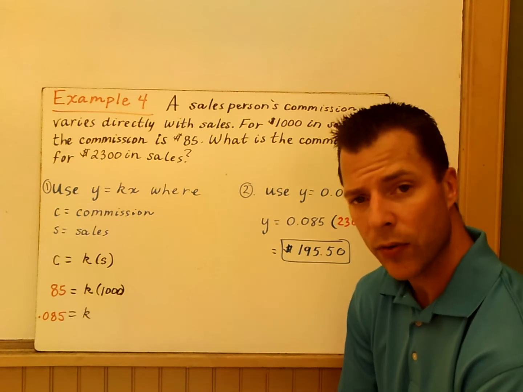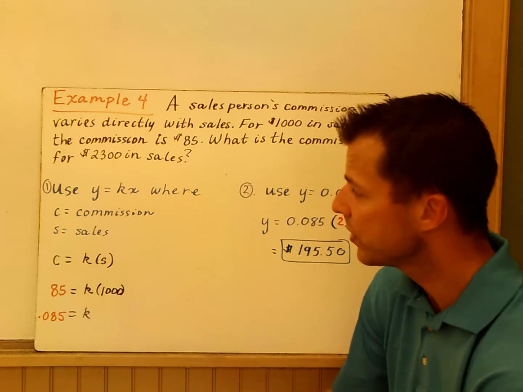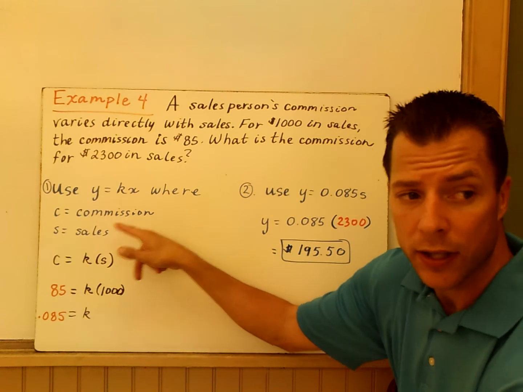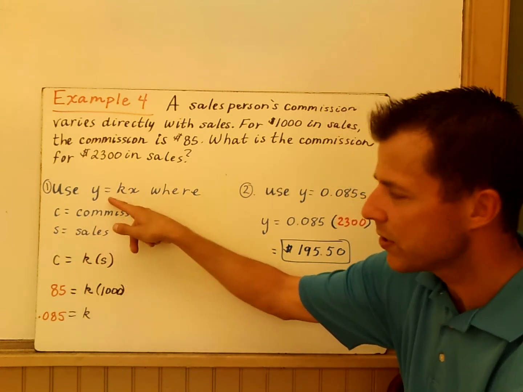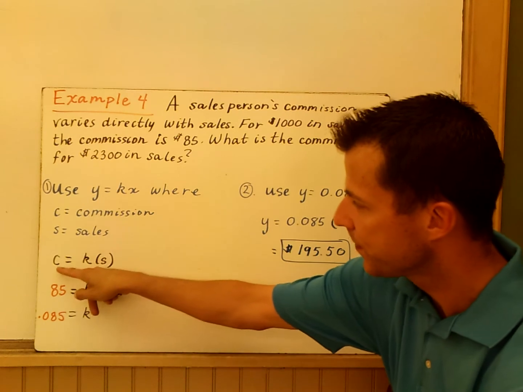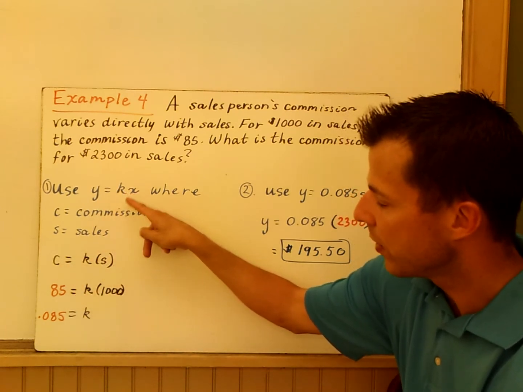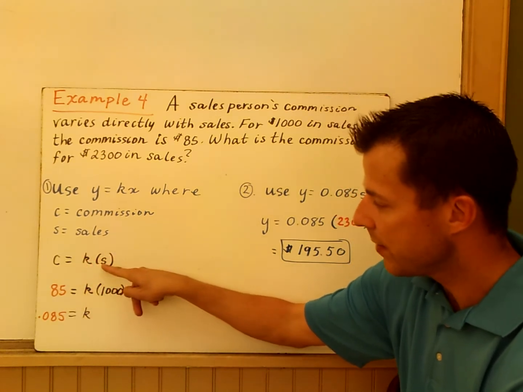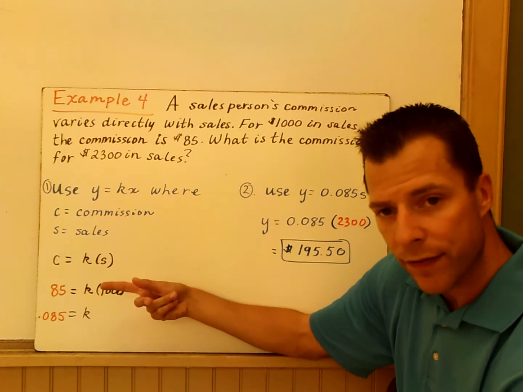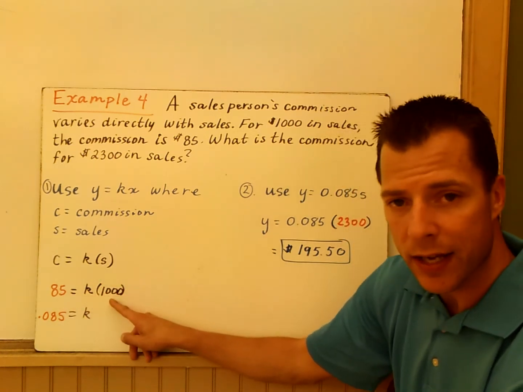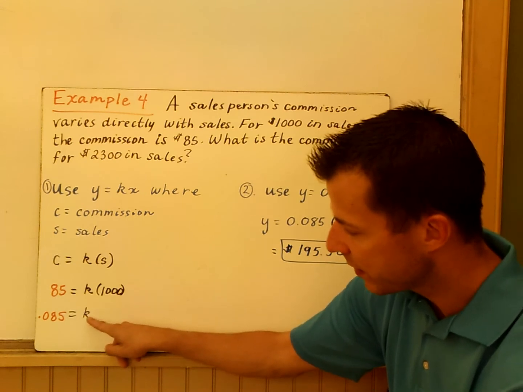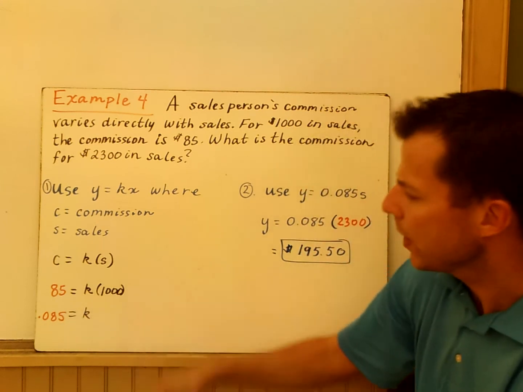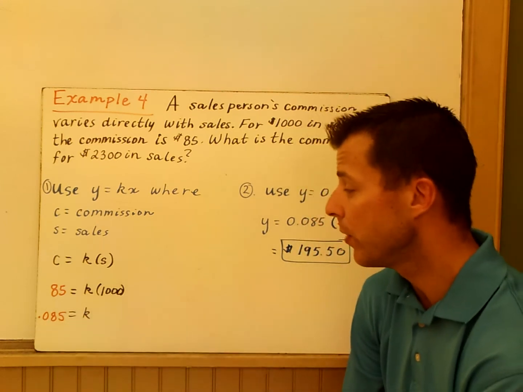Okay, so I know my equation varies directly. So where do we start? We start with that idea. Our equation varies directly. C is commission, and S is sales. So I'm just going to mess with this equation a little bit. I'm going to put C where y is, and S where x is here. So there's my commission is equal to my constant of variation times my sales. So I first know that I make $85 when I have $1,000 in sales. So that means my constant of variation is 0.085. As a percent, 8.5%, right? Actually 0.85%, excuse me.